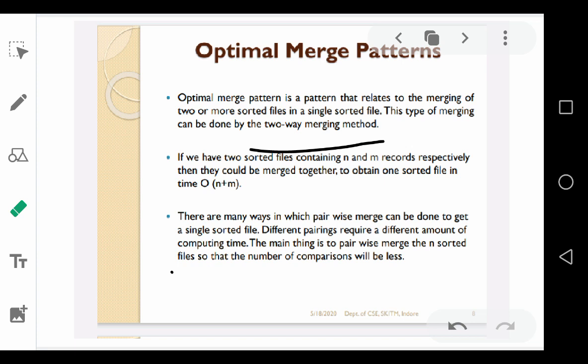then the merging of two sorted files must be performed repeatedly. This means that the merging of sorted files should be done pairwise, and the pairing of files which requires the optimum or the minimum computing time in order to get a single merged file denotes the optimal merge pattern.